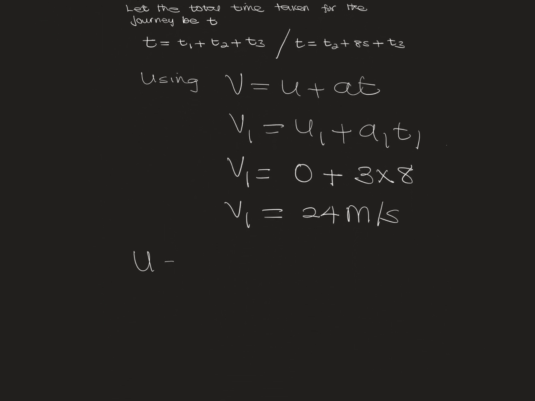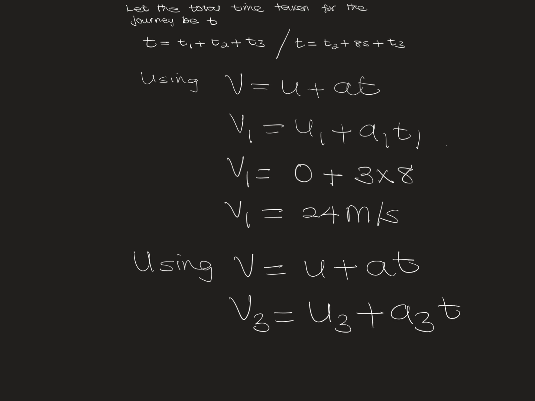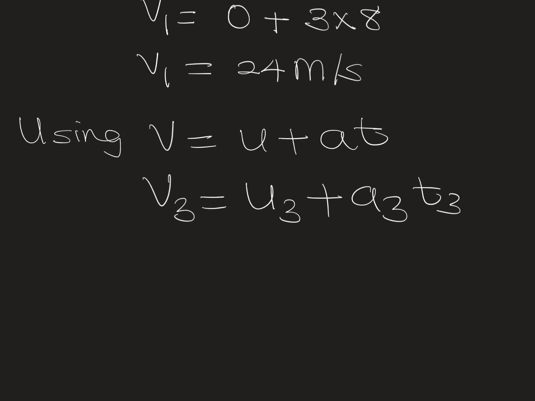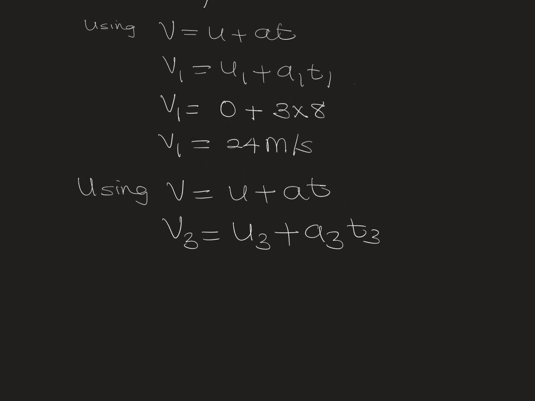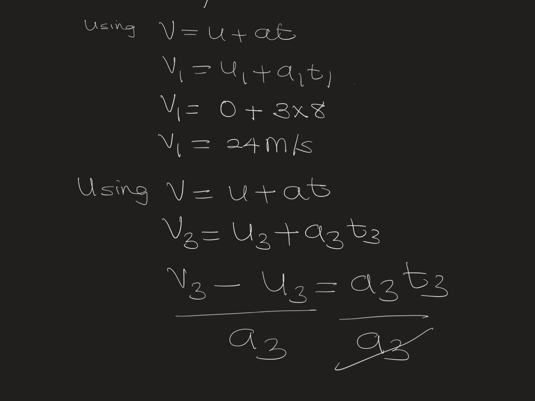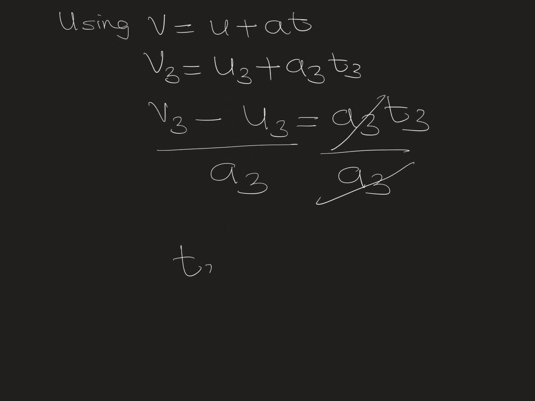Now, using V is equal to U plus AT, we can say V3 is equal to U3 plus A3 T3. In that case, we can say V3 minus U3 is equal to A3 T3. But since I wanted to find T3, I will divide both sides by A3. So therefore, T3 is equal to V3 minus U3 all over A3.